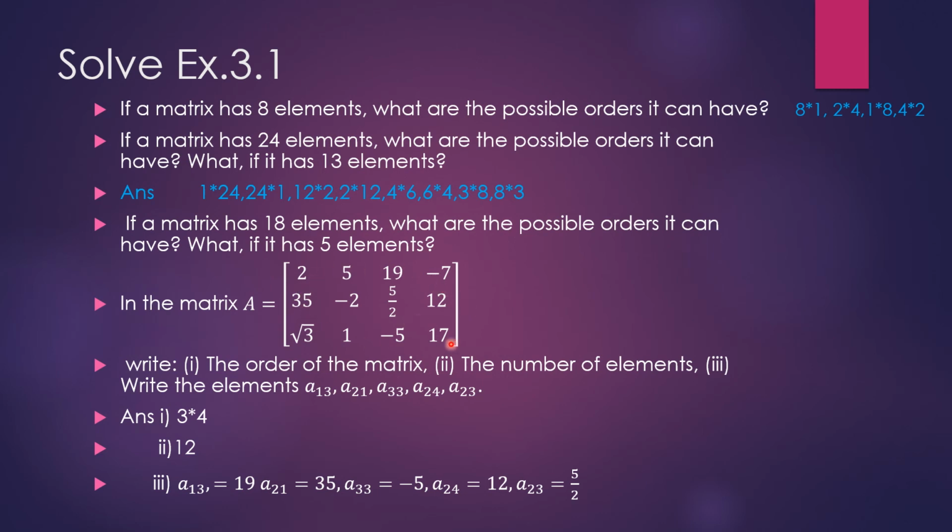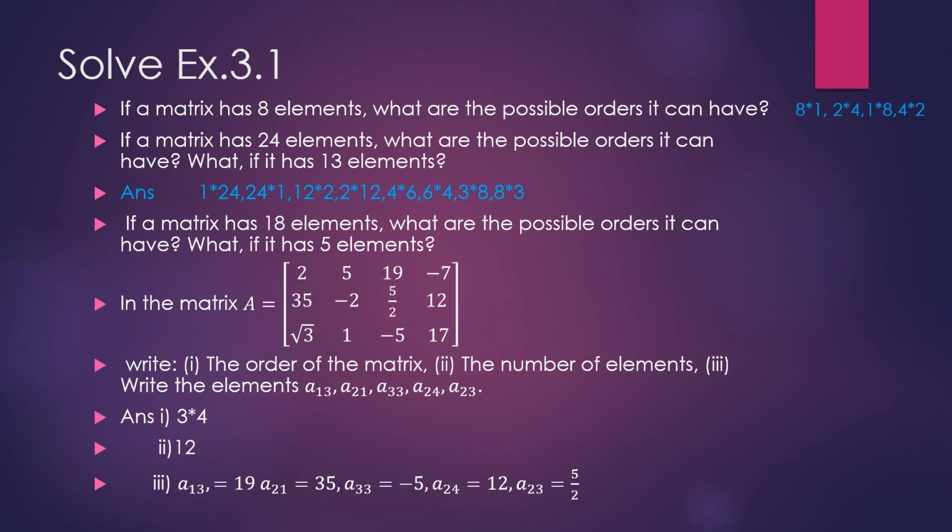Now look at this matrix. It has how many rows? 1, 2, 3 rows. How many columns? 1, 2, 3, 4 columns. So it is a matrix of order 3 by 4. That is 3 rows and 4 columns. Next, how many elements will it have? We can count: 3 by 4 it is. So 3 4s are 12 elements.